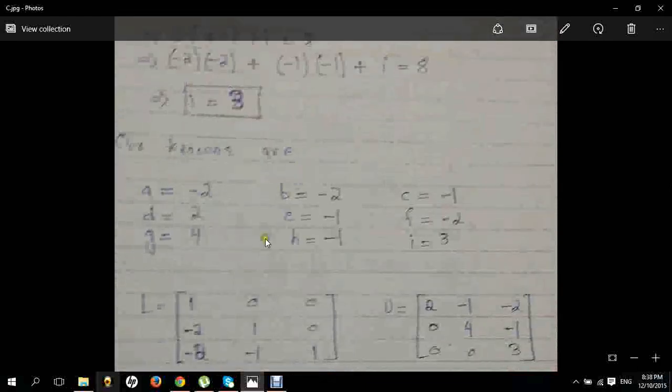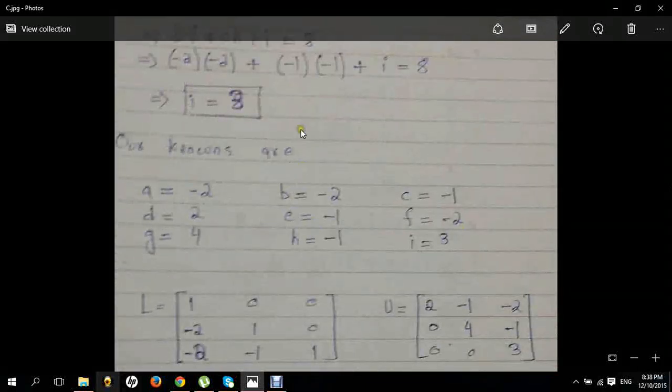Now we have values of all unknowns, which are A is equal to minus 2, B is equal to minus 2, C is equal to minus 1, D is equal to 2, E is equal to minus 1, F is equal to minus 2, G is equal to 4, H is equal to minus 1, and I is equal to 3.